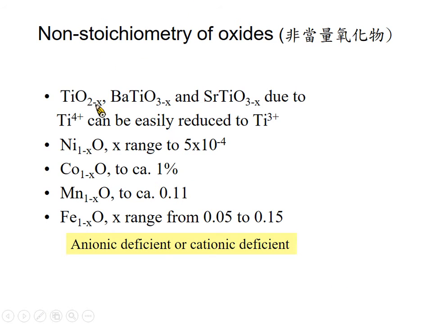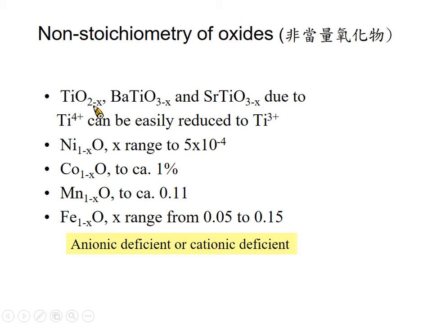Here are several ceramic materials being identified as non-stoichiometric oxides. Non-stoichiometric refers to the oxygen to cation ratio not being what we reported in our class before. For example, TiO2 is a typical material.